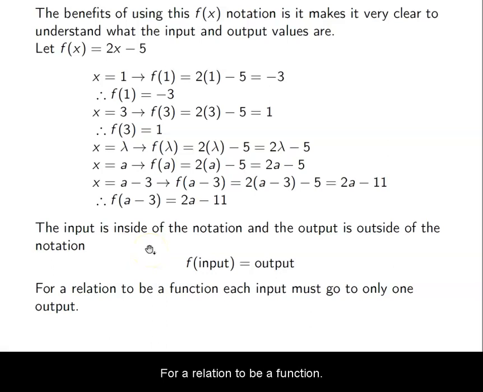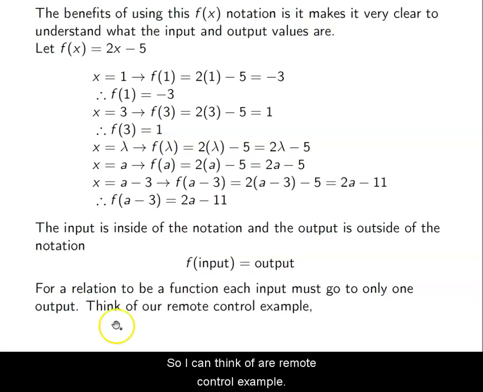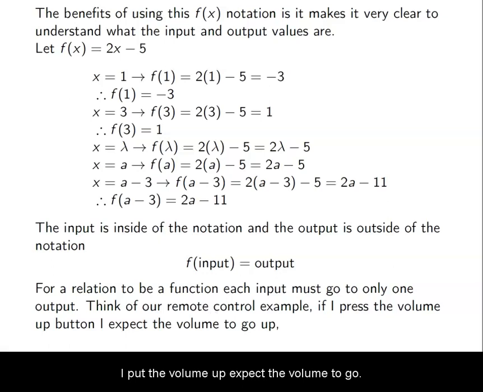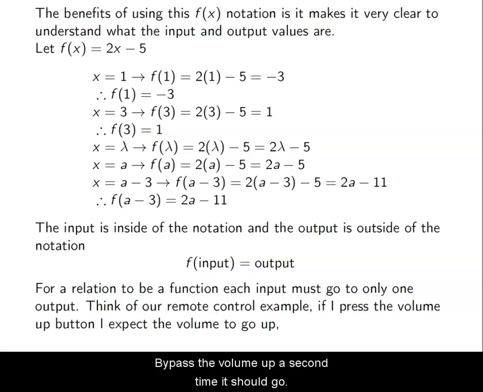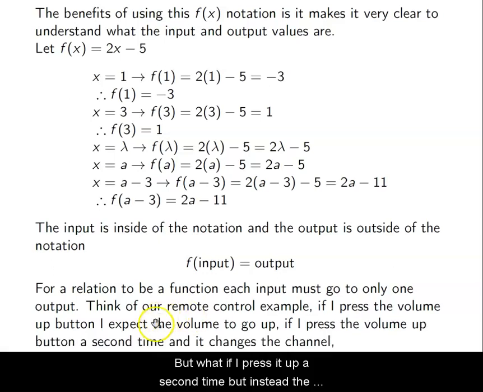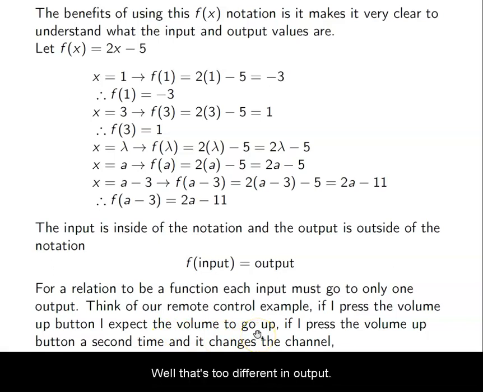For a relation to be a function, each input must go to only one output. So again, think of our remote control example. If I press the volume up, I expect the volume to go up. If I press the volume up a second time, it should go up. But what if I press it up a second time, but instead the channel changes? Well, that's two different outputs for the same input.